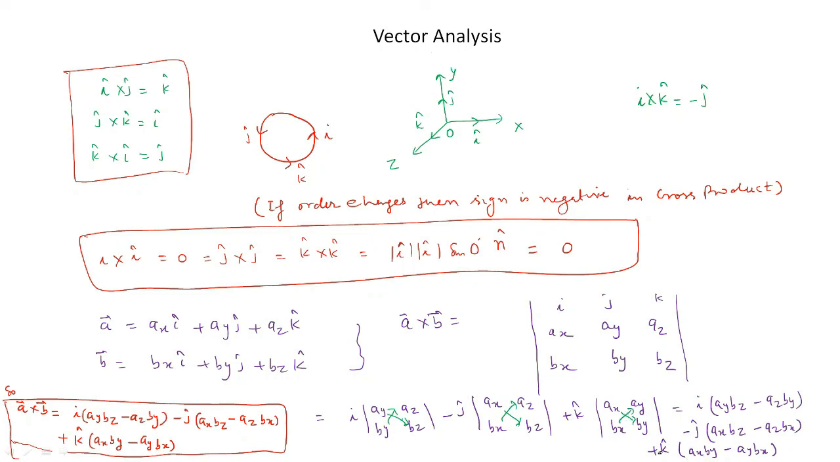It will be unit vector k (Ax By minus Ay Bx). Or you can say that your vector A cross B will be equal to i (Ay Bz minus Az By) minus unit vector j (Ax Bz minus Az Bx) plus unit vector k (Ax By minus Ay Bx). Thank you.